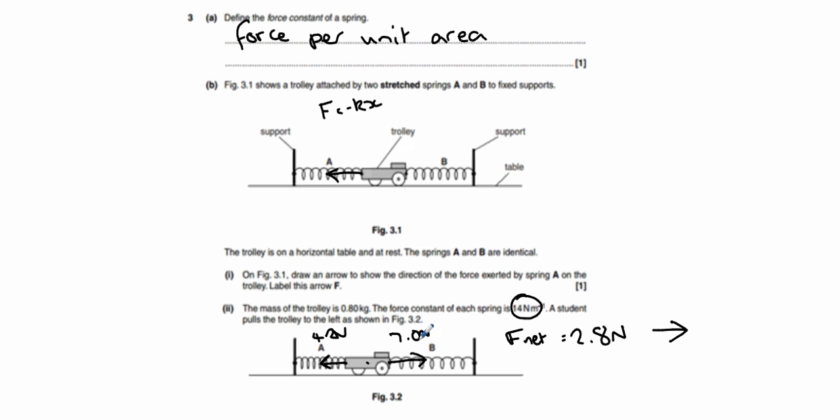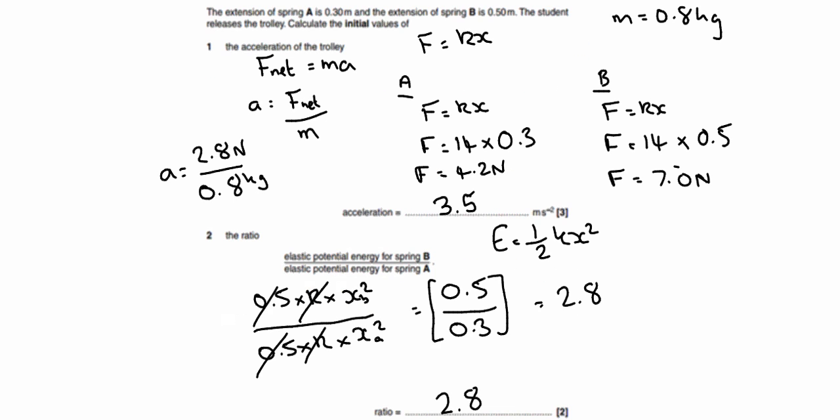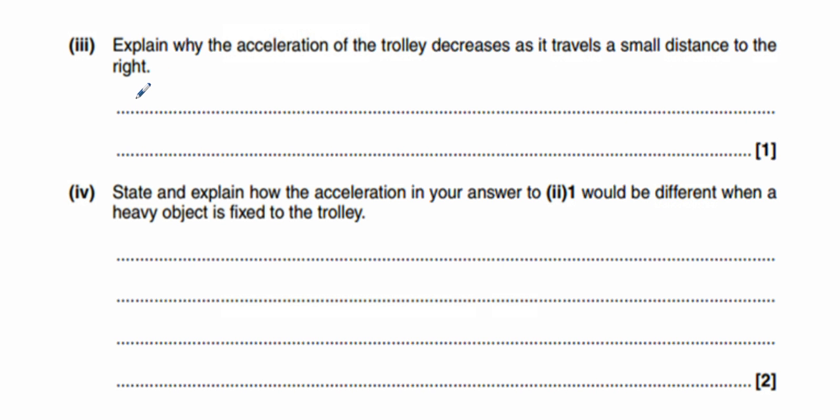Therefore, the restoring force from spring A will get bigger. The reason it decelerates is because the net force is going to be smaller. And the reason the net force is going to be smaller is because the restoring force from spring B is going to become smaller, and the restoring force from spring A is going to become bigger. So overall, the net force is smaller. So you could put the resultant force is smaller.